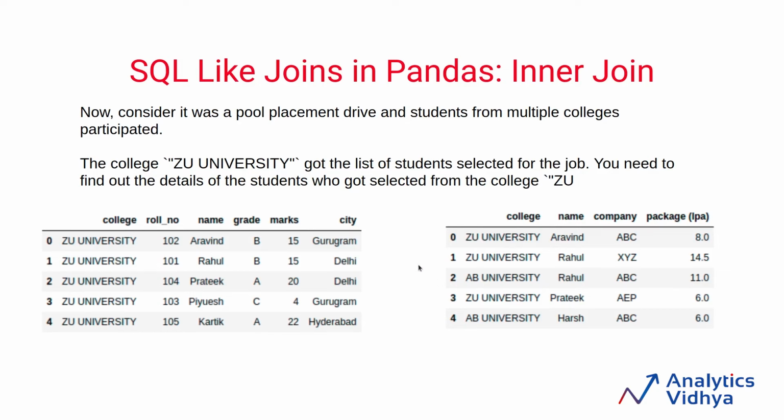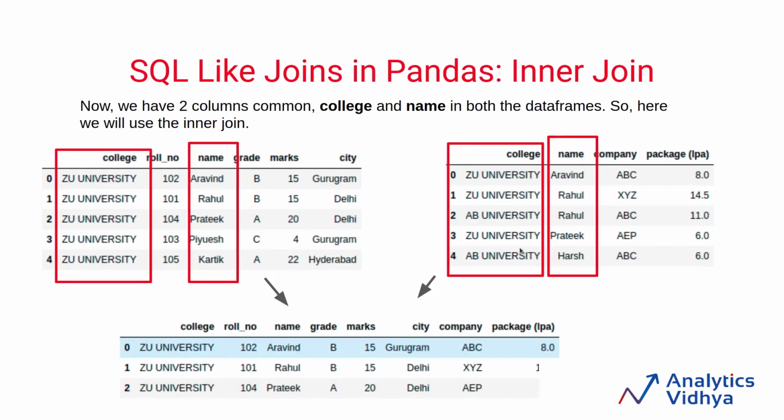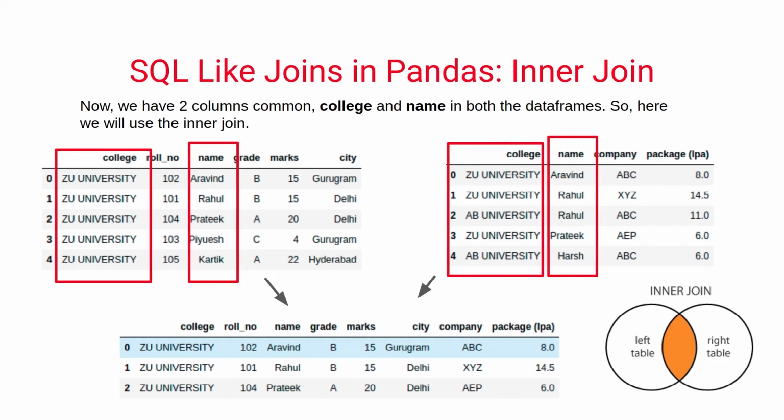And now ZU University comes to you and says, okay, give me details of people who are selected from my university. In order to find information using these two data frames, this is where you will use an inner join. What an inner join essentially does is, it takes these two columns, college and name, from both the data frames and only includes rows that have common values in both of these columns. So in both of these data frames, for the college and the name column, only 3 rows have the same value: ZU University Arvind, which is here, ZU University Rahul, which is here, and ZU University Piyush, which is here. So in a way, you can think that inner join is the intersection of both of these columns. When you perform this inner join, you will get these results. Now this is a basic description of SQL inner join.